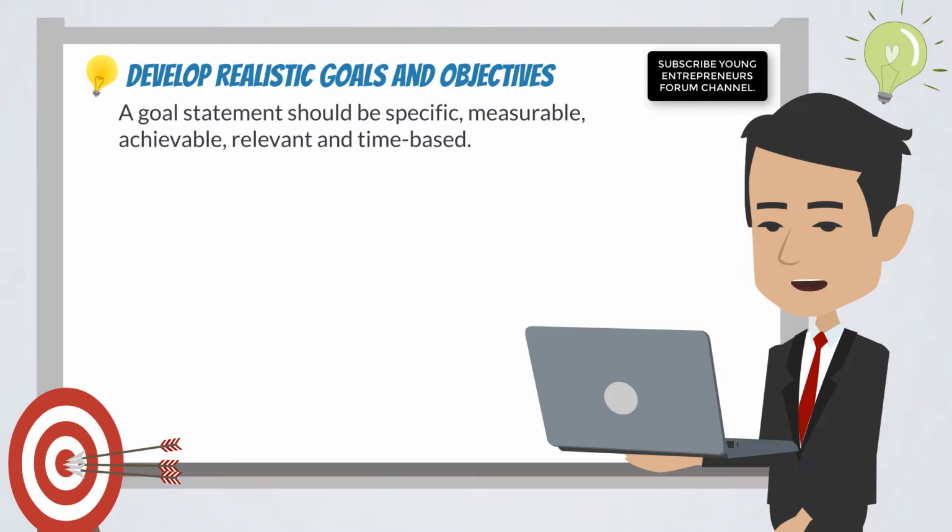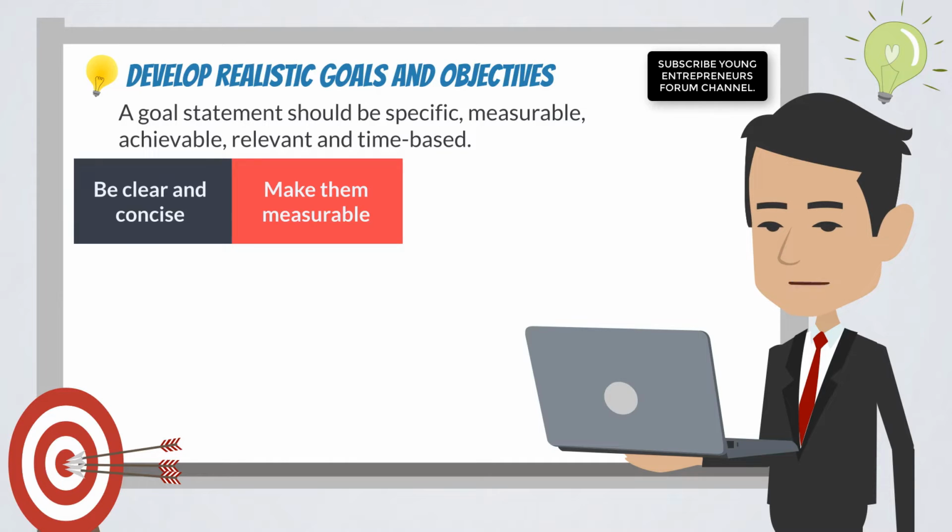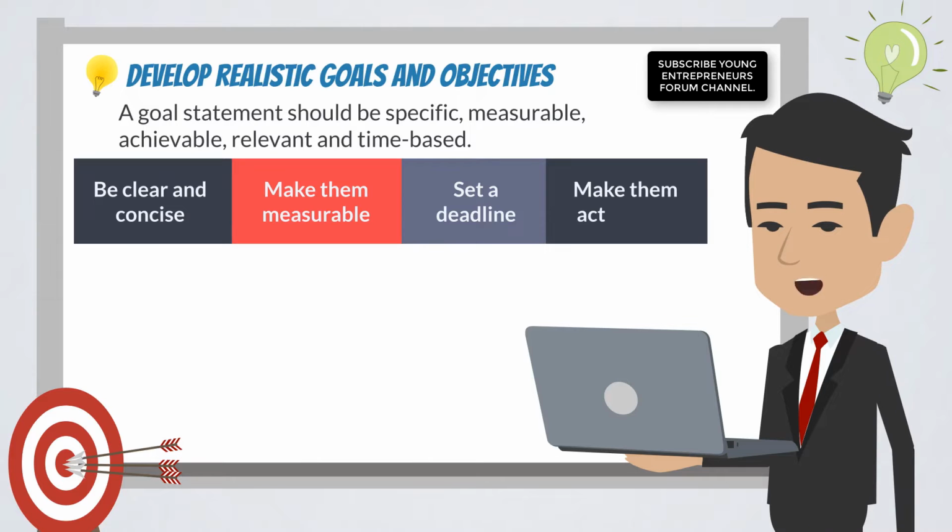When writing your goal statement, keep the following in mind. Be clear and concise. Keep your goals realistic and achievable, and make sure they are relevant to your business. Make them measurable. Include numbers or other metrics so you can track your progress. Set a deadline. Having a timeline will help you keep on track and motivated to achieve your goals. Make them actionable. Your goals should be something that you can take concrete steps towards achieving.